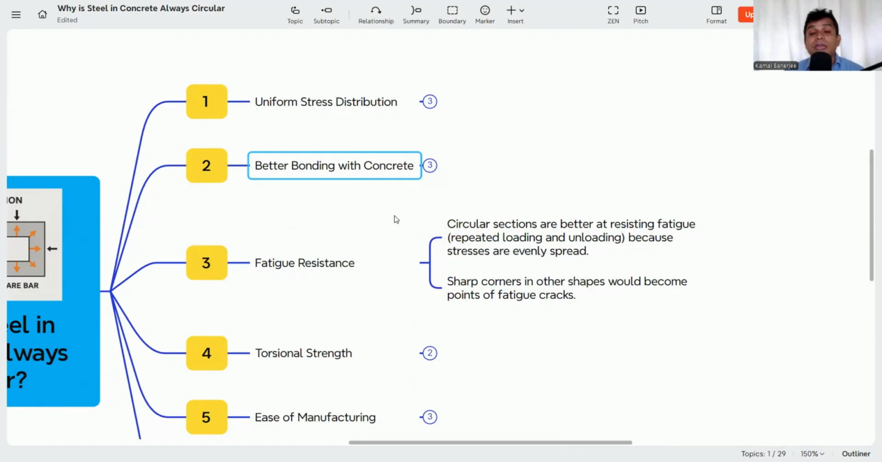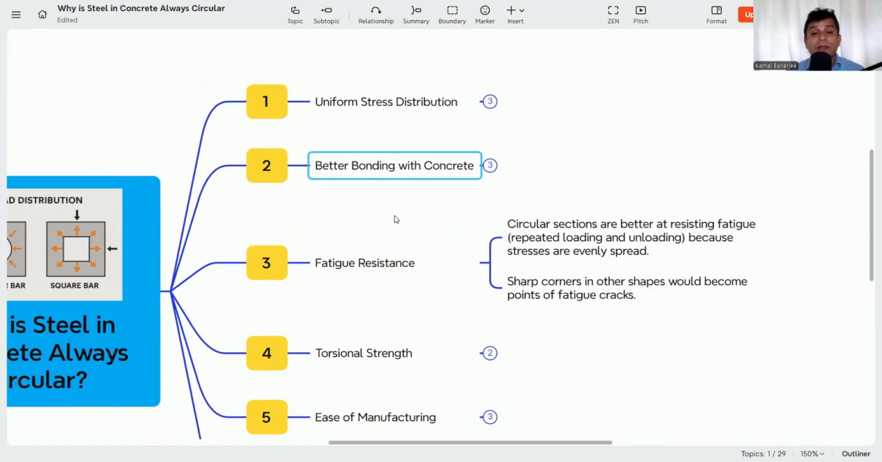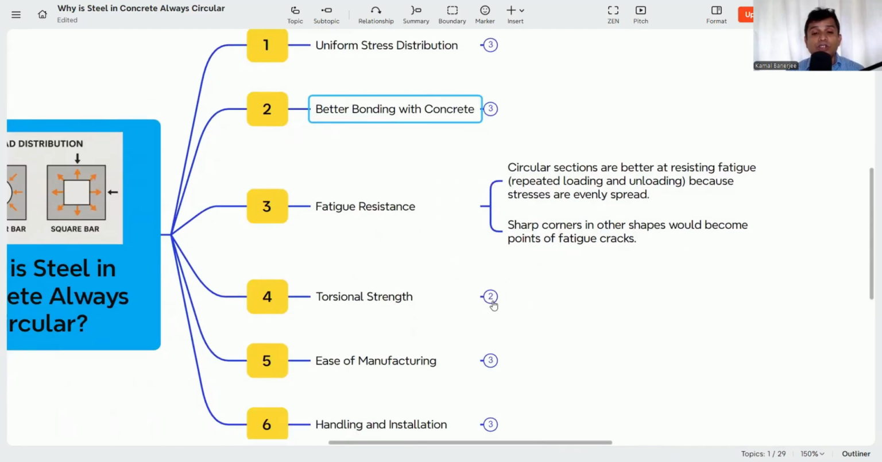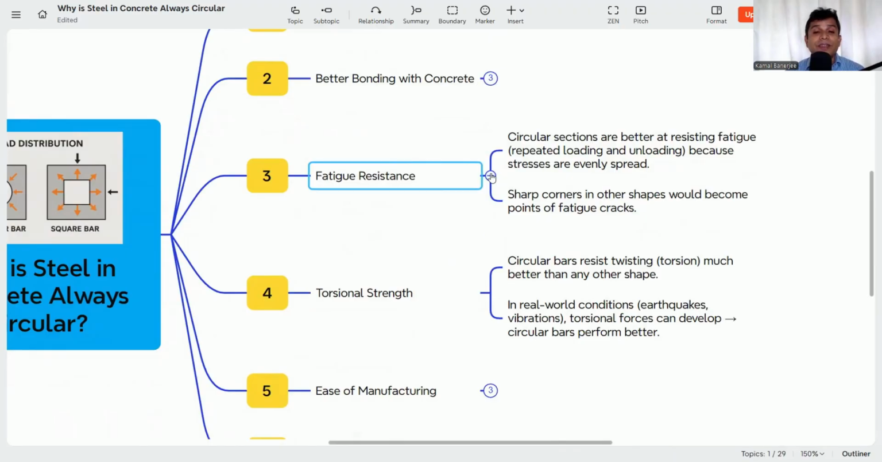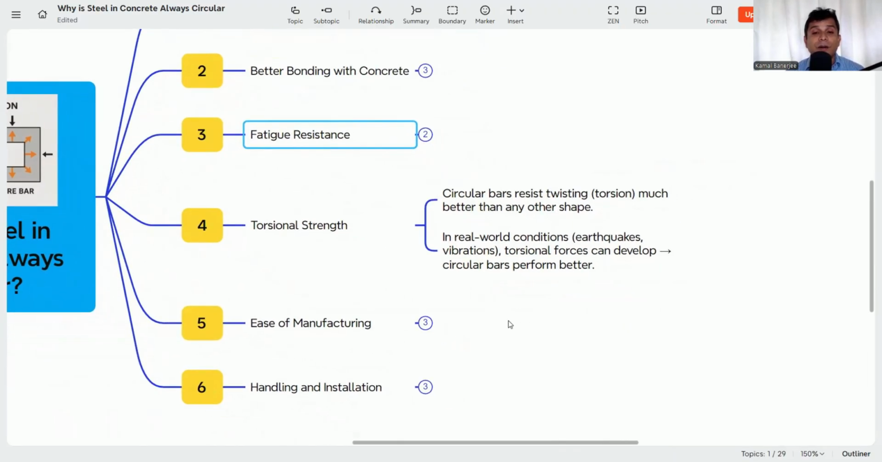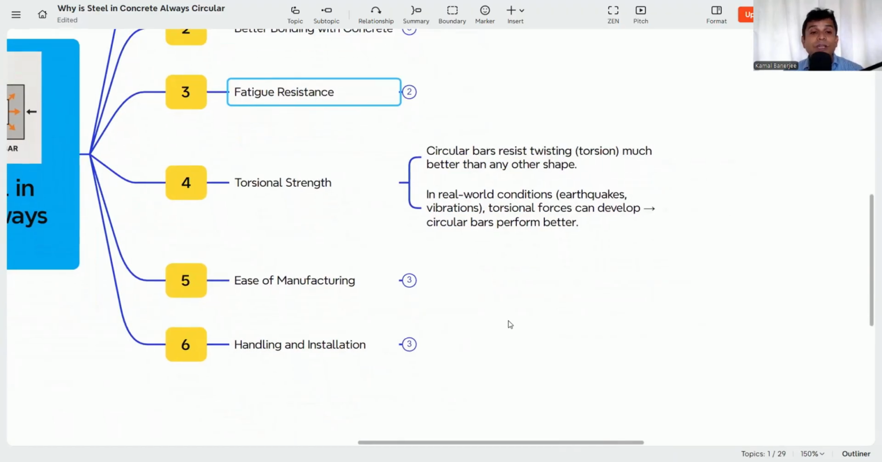So uniform stress distribution, better bonding with the concrete, and fatigue resistance are the main reasons for the bar becoming circular. And the next is torsional strength. Now in any structure, not only tension and compression but also torsional stress is generated. So in order to get structural stability, we need to resist the torsional stress also. The circular bar resists twisting or torsion much better than any other shape.